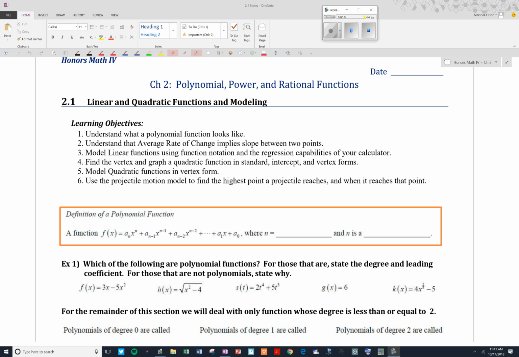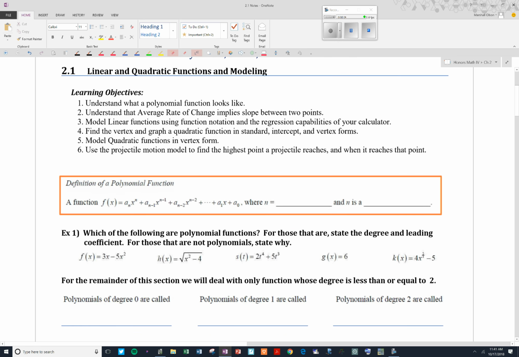All right, we're going to start chapter 2, which deals with polynomial power and rational functions. So functions we dealt with a lot in Algebra 2. This one may seem a little new, but it's actually a pretty simple version of a polynomial function. The first section deals with just linear and quadratics and modeling with them.